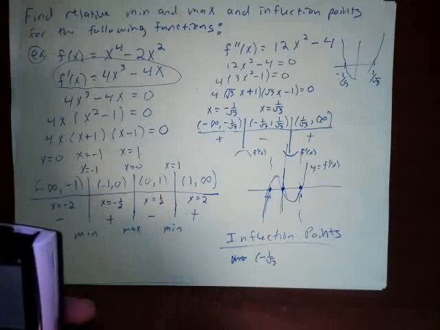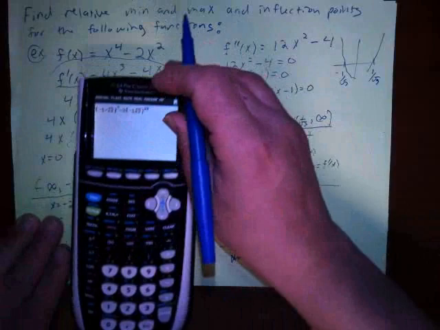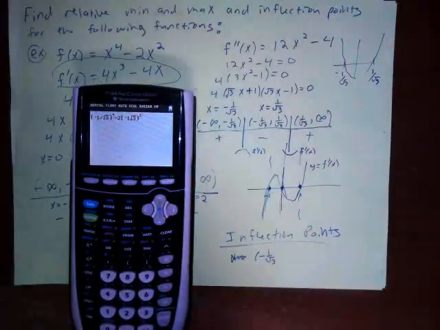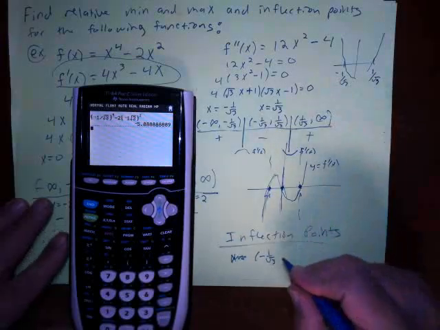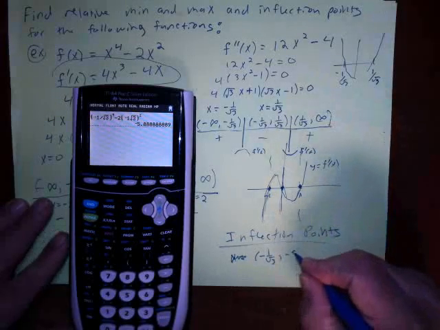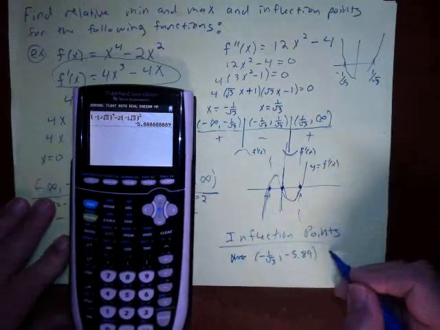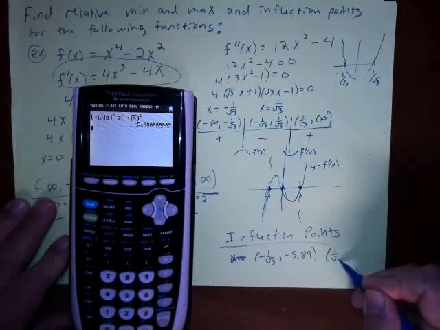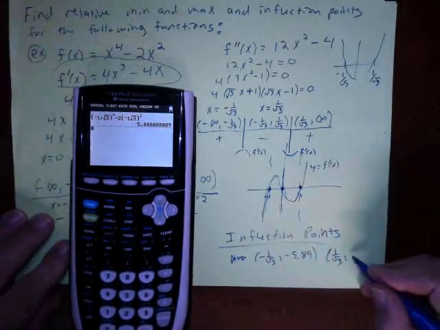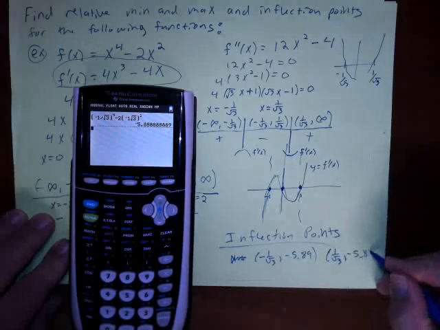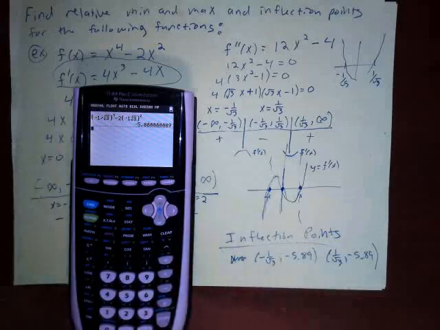That squared. So in other words, I'm putting it into the original function because I want to find the point on the graph. And it looks like this is negative 5.89 if I round to 2 decimal places. And then the other one's going to be the same, because when you take it to the 4th and square, you'll get the same thing whether you put in a negative or a positive. Okay, so these are the inflection points on the original graph.